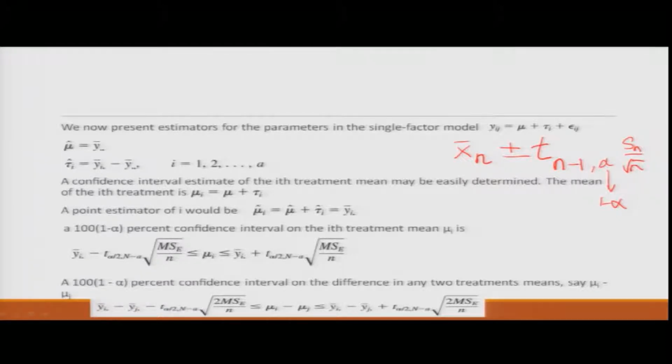Now, pause here and look. Let me change the color and use the highlighter one. If you use this, this is akin to the case that you are using the sample mean.